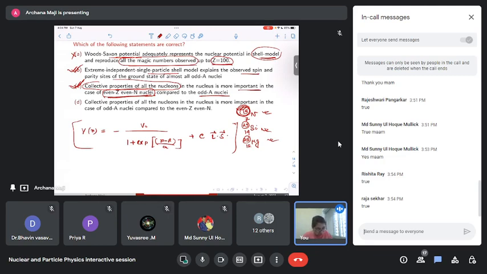Okay, and option D is saying collective properties of all nucleons in the nucleus is more important in the case of odd A nuclei. Of course, that is not true, because we have considered odd A nuclei and have seen that we can say about the spin and parity of the ground state as well as for the excited state in terms of just the unpaired nucleon, so collective property of all nucleons is not required for odd A nuclei. So this is incorrect.